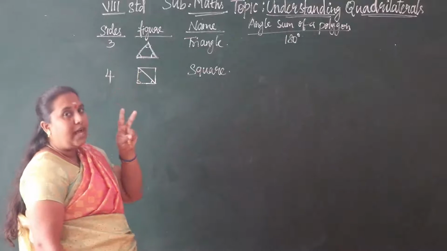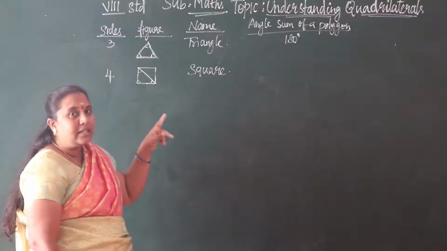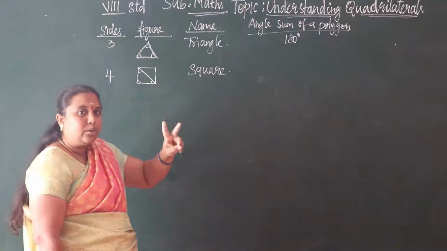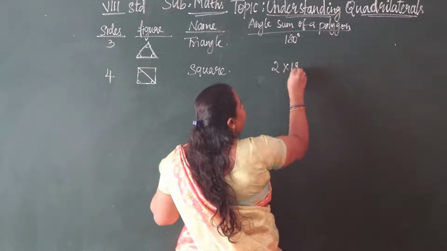We have two triangles in the quadrilateral. So the sum of the angles of a triangle is 180 degrees, and here we have two triangles. So 2 into 180 degrees.